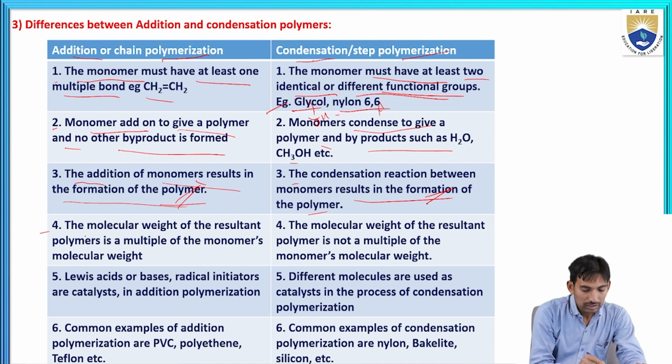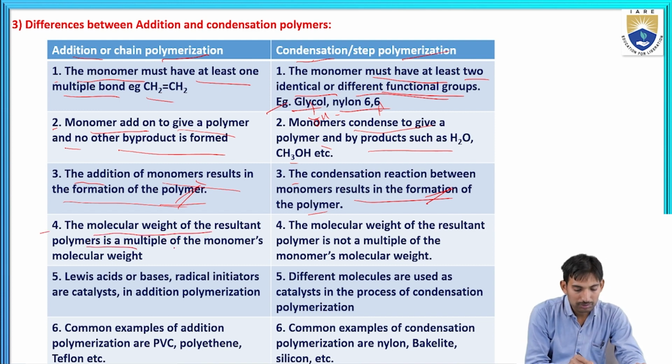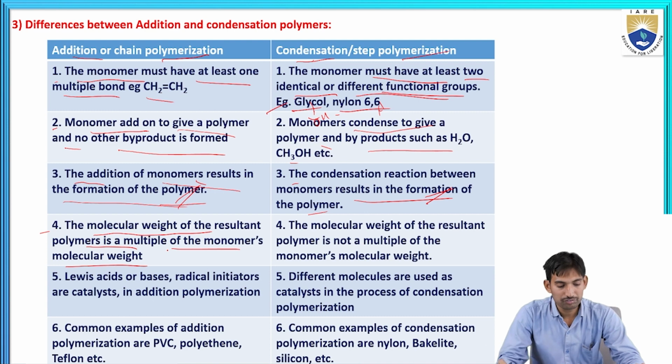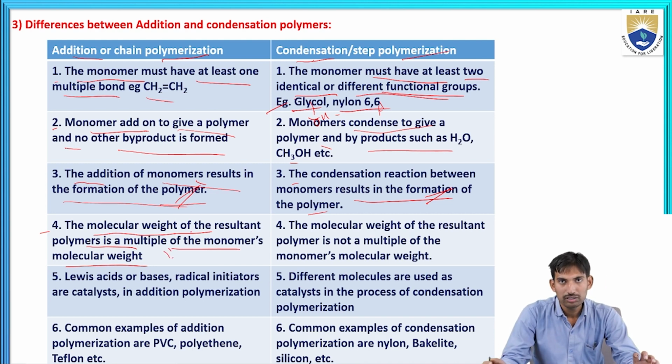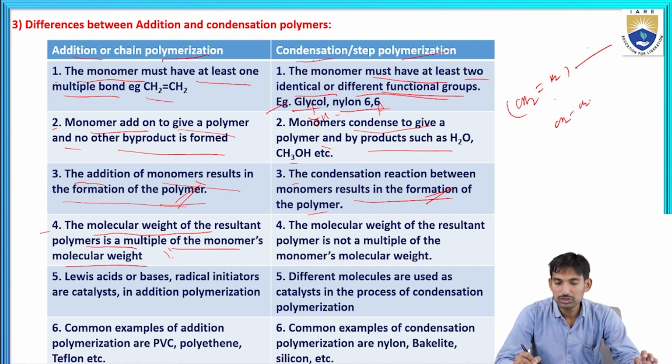The fourth point is the molecular weight of the resultant polymer is a multiple of the monomer's molecular weight. Here there is no loss of atoms or groups in addition or chain polymerization. So if you take CH2=CH2, ethylene undergoes polymerization and forms CH2-CH2-CH2 like that. Here there is no loss of atoms or groups.